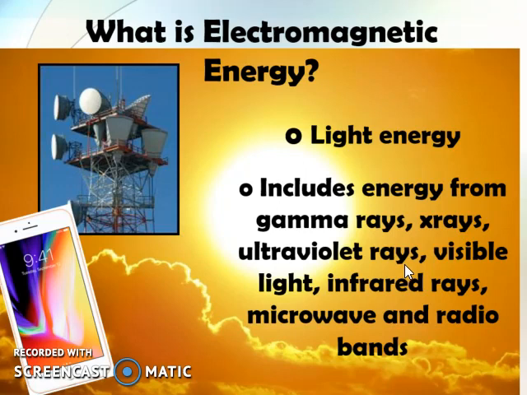And then if you turn down the frequency of those electromagnetic waves, you can get visible light. Slower waves yet would be infrared rays, microwaves, radio bands like the FM radio that you listen to in your car. Those things are all different types of light energy that come from the electromagnetic spectrum from our sun.